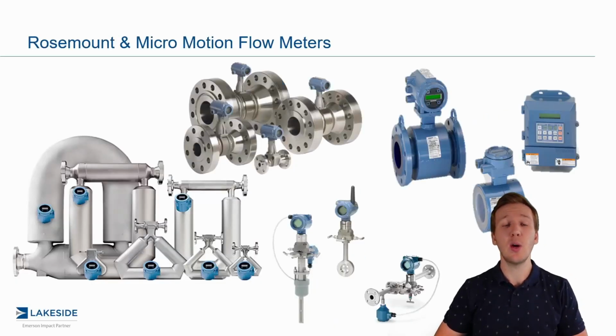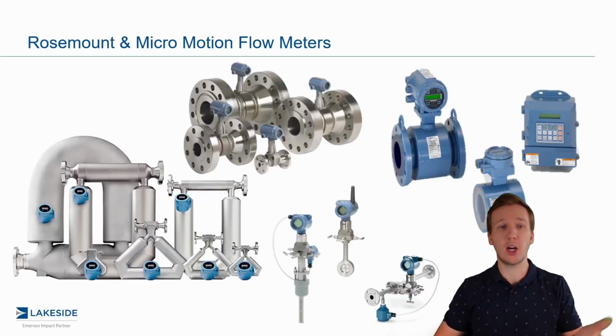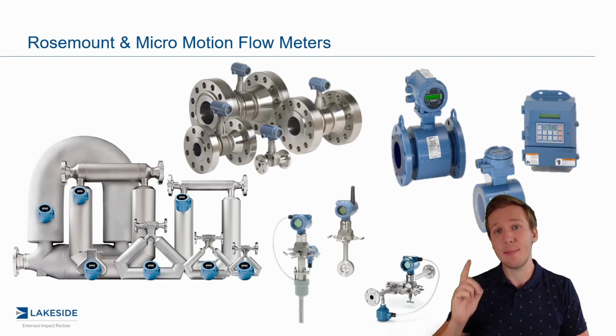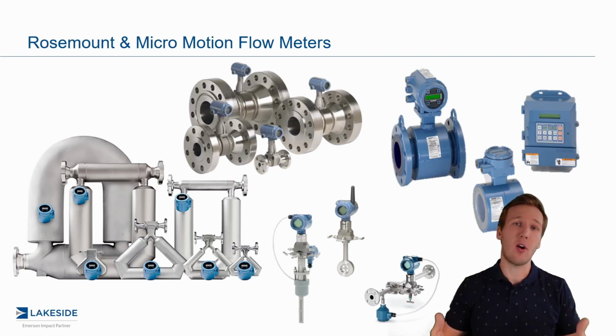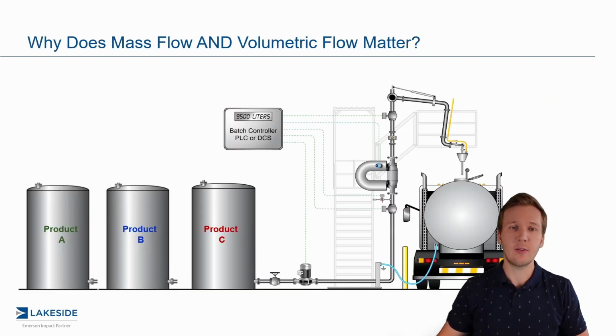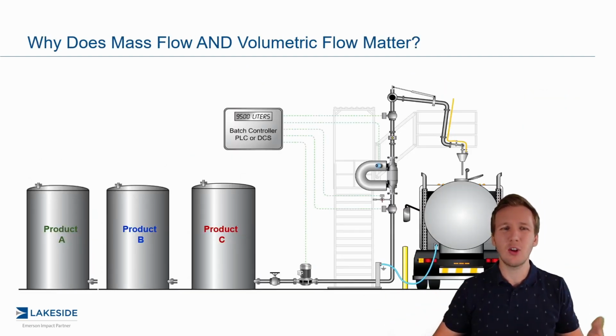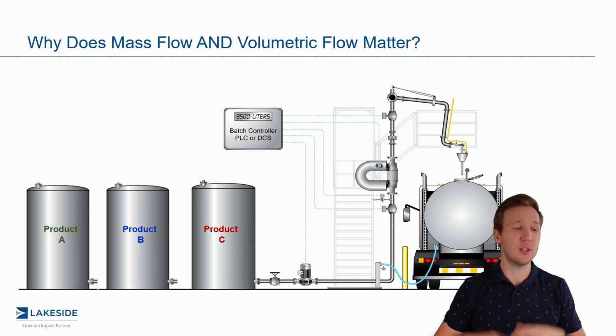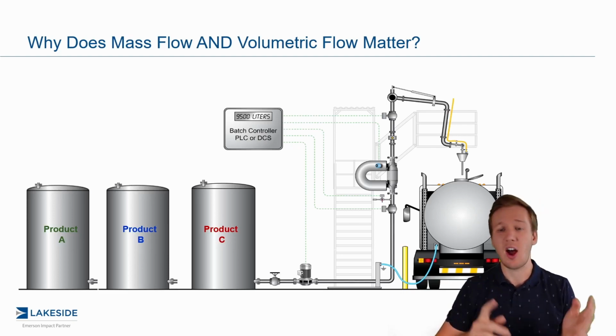And in today's video, we're continuing our discussion around Rosemount Micro Motion flow meter technologies. In particular, we're talking about how to obtain a volumetric flow rate from your Coriolis mass flow meter. Now the first question becomes, why does mass flow and volumetric flow matter? One of the great reasons we use a Coriolis flow meter is because it measures mass flow, which has been proven to be a better measurement than volumetric flow rates because it's impervious to pressure, temperature, viscosity changes.